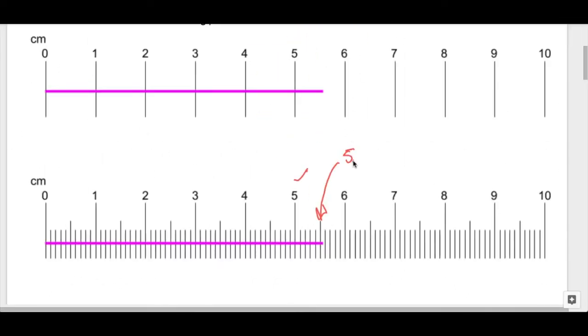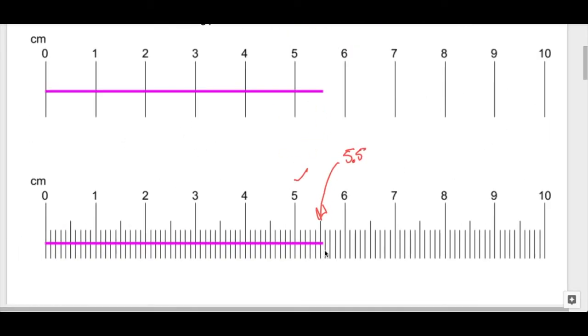So we got a 5.5. Now what we need to do is take a guess inside here. How much would this value be? Well, looking at it, it looks to be about halfway through. So your best guess would be around 5.55. Some of you may think that it's a little further. You could call it 5.56. Some of you might see it as a bit smaller, maybe 5.54.